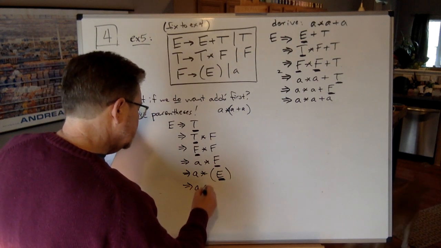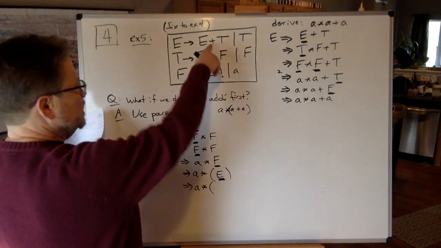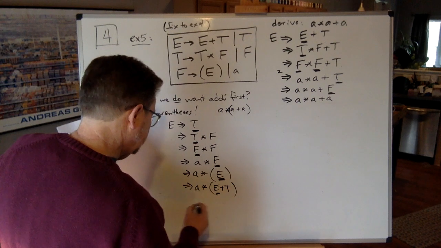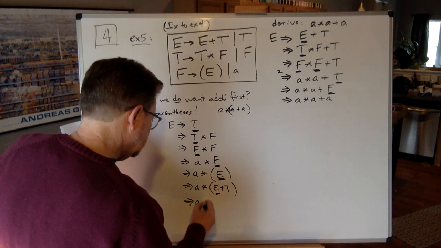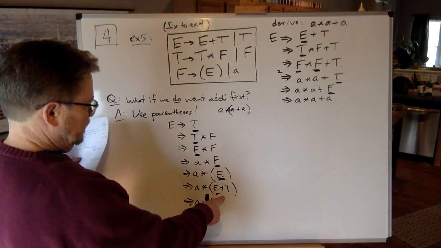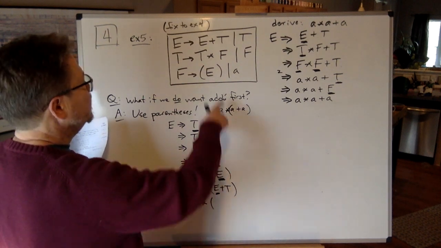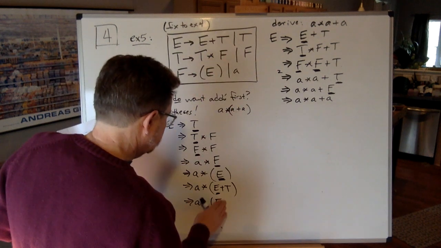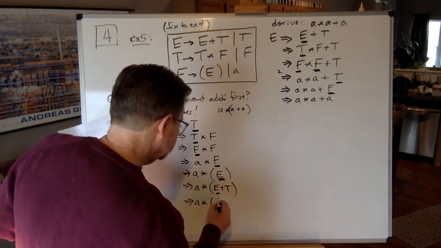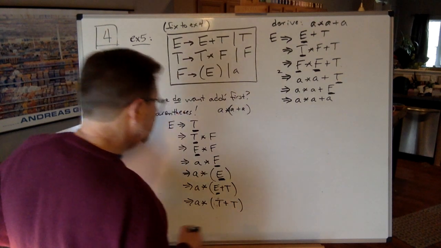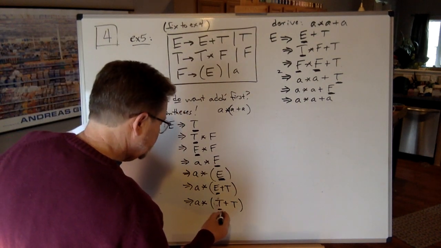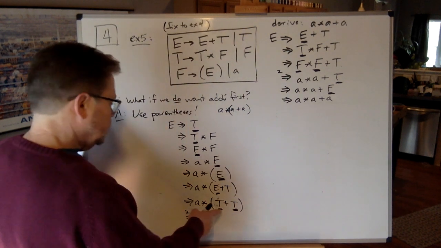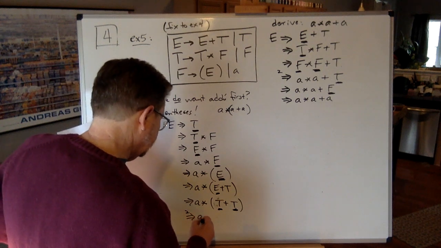So now it's a times parenthesis. And here's where the plus sign comes in. E plus t. Replace the e. A times, well, I want to get to the a. Man, that a is a long way from here. E, replace that with t, plus t. And I bet I can replace both of those. Yeah. There's a shorthand. Twice replace t with f.